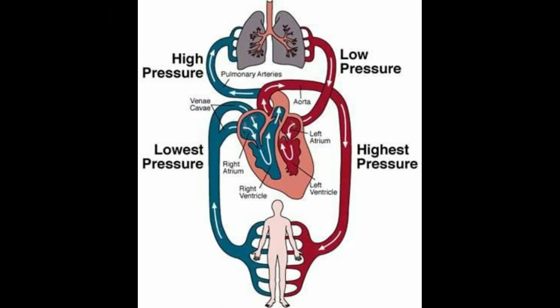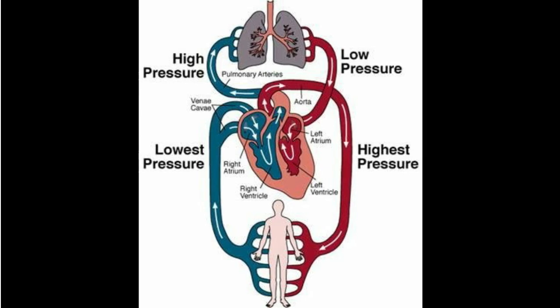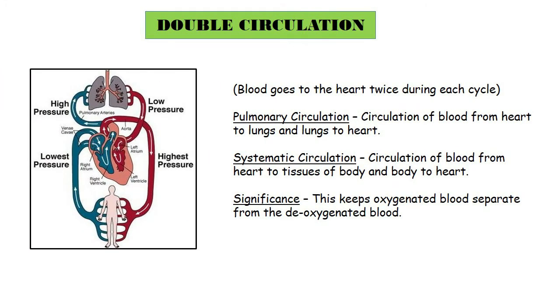The energy requirement of the human body is more. So, our body cannot afford the mixing of oxygenated and deoxygenated blood. So, we have the provision of double circulation in our body. So, what is this double circulation? The blood goes to the heart twice during each cycle.